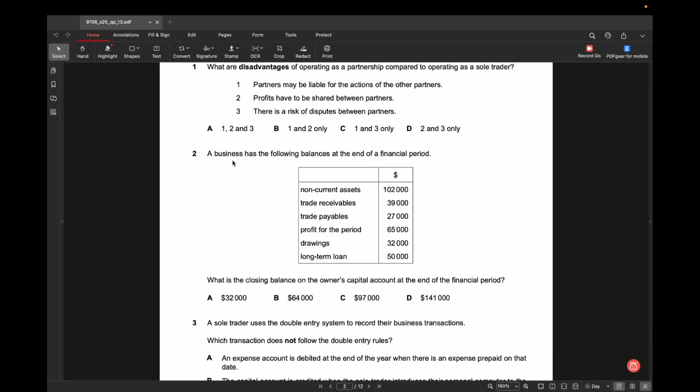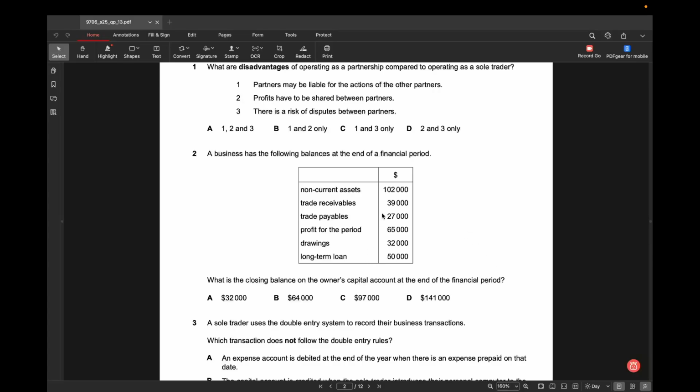Question 2. A business has the following balances at the end of a financial period: non-current asset, trade receivable, trade payable, profit for the period, drawings, and long-term loan. What is the closing balance on the owner's capital account at the end of the financial period?